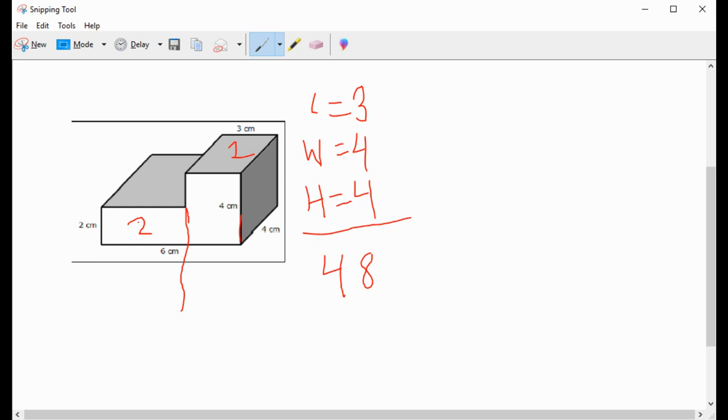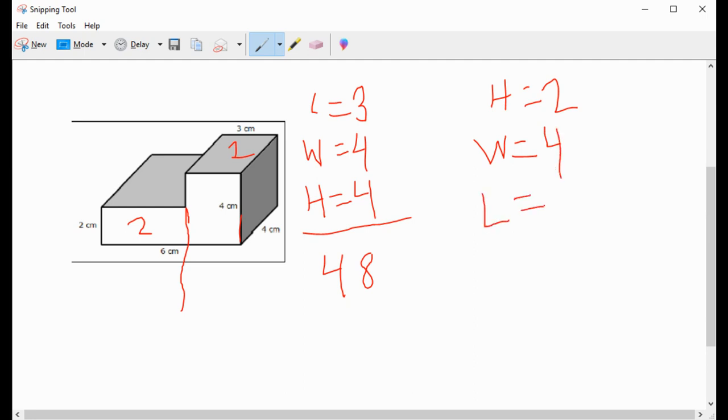Now looking over here at this box, I see that I have a few missing measurements. What I do have is a height of 2, which means I do not have to find the height of this image. I do not have my length, and I do not have my width. I see that this width is the same width as this over here, which means that the width of this figure is going to be equivalent to 4 centimeters as well.